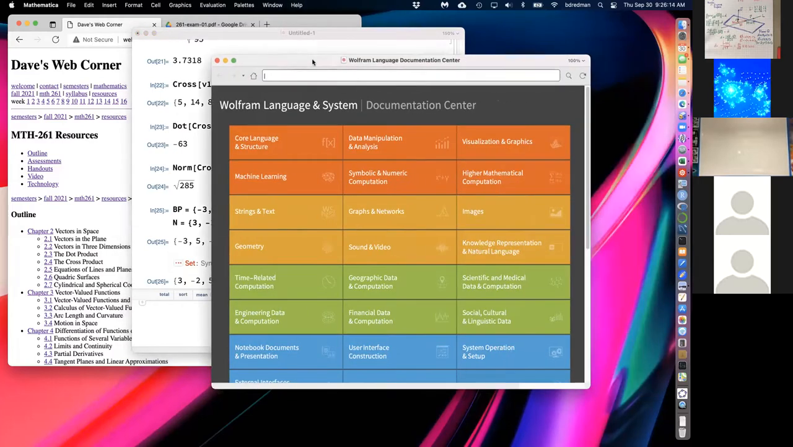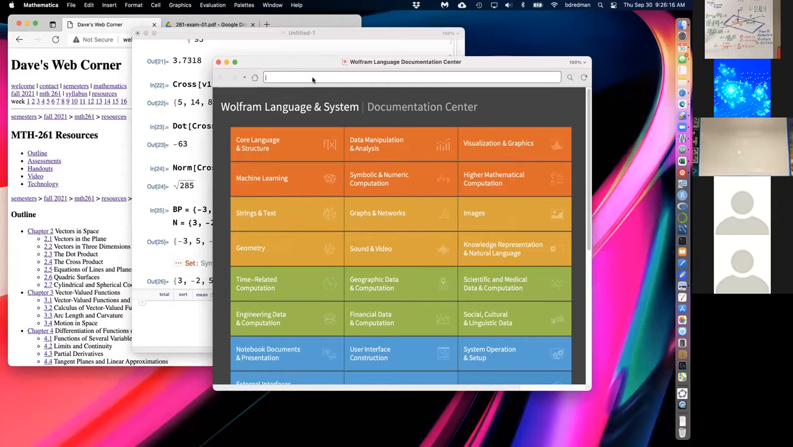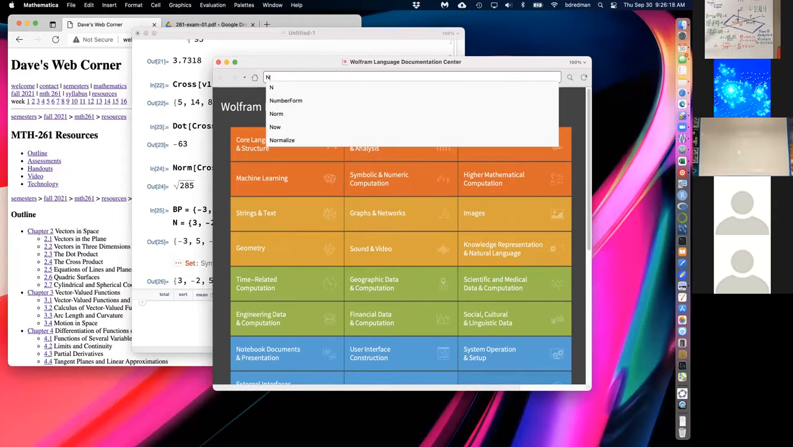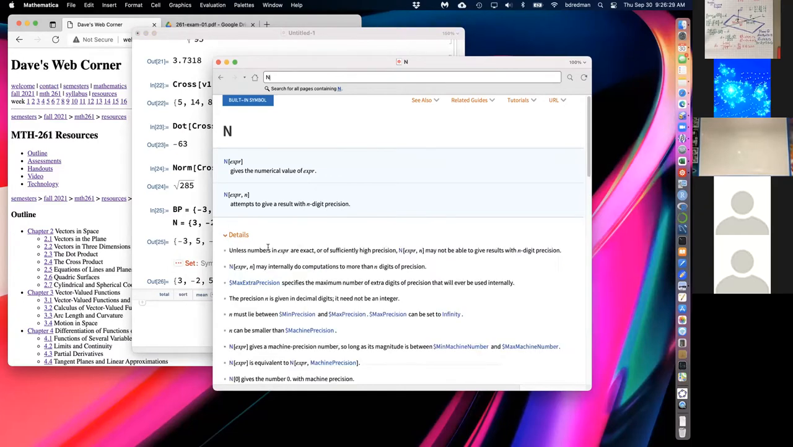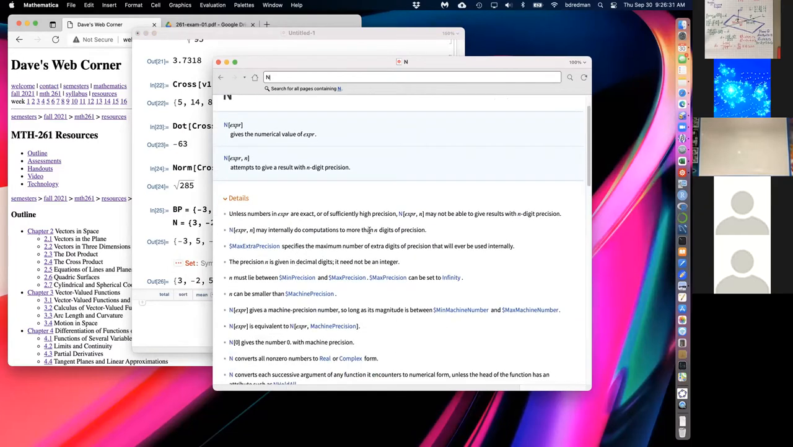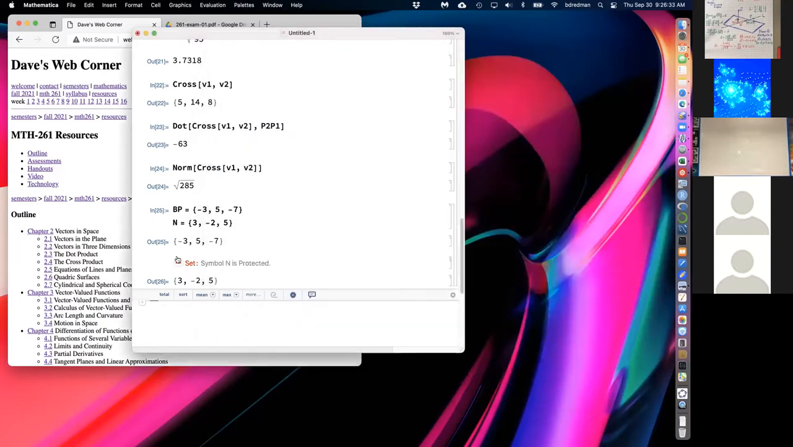Let's ask Mathematica, what is N, capital N? Mathematica says N gives the numerical value of an expression. N with little n attempts to give a result with n digit precision. Oh, it's how I approximate. Okay, so I cannot use N as the name of a vector. In the worksheets we did the other day, we used UN for unit normal.